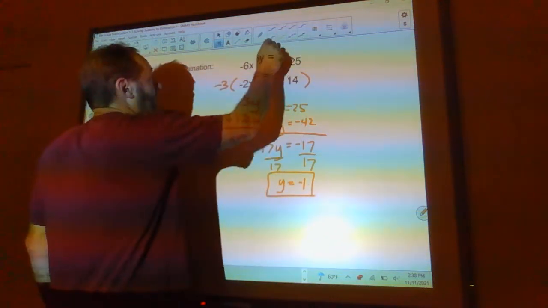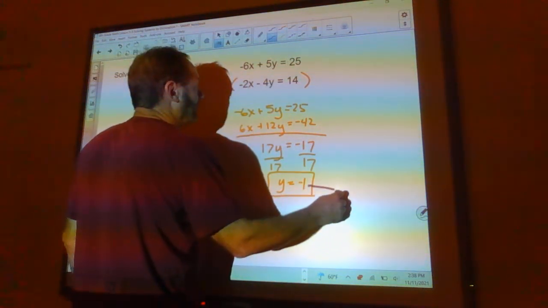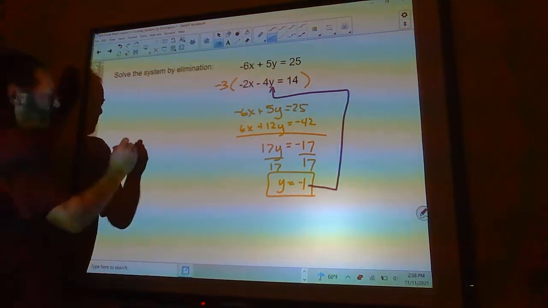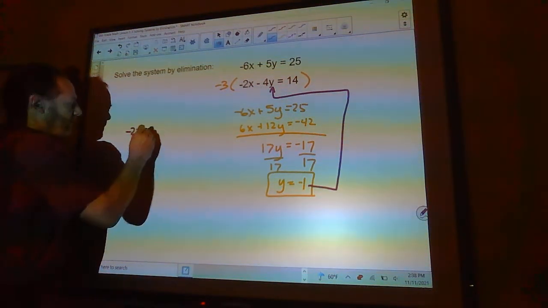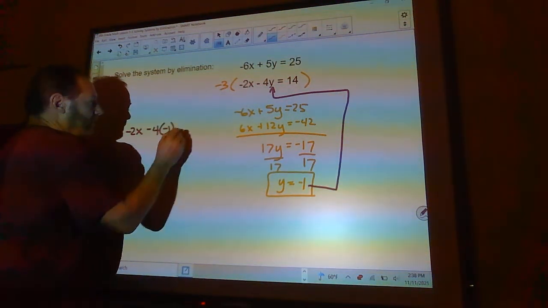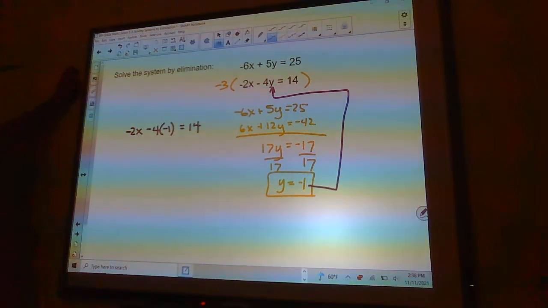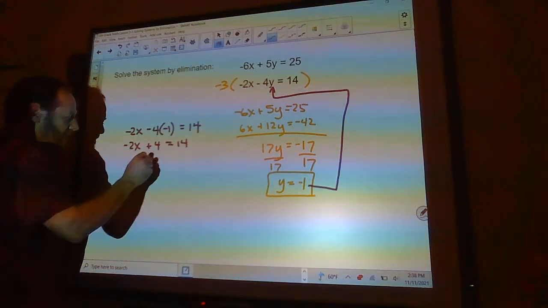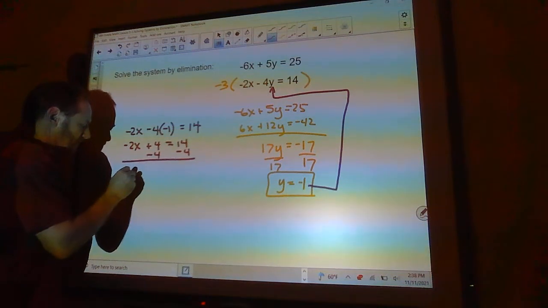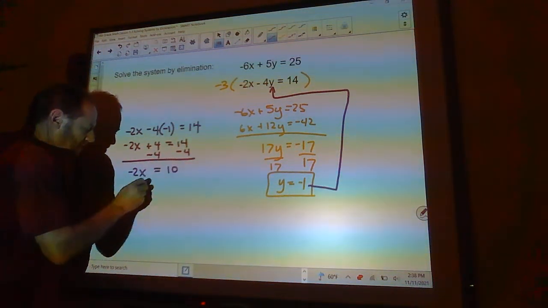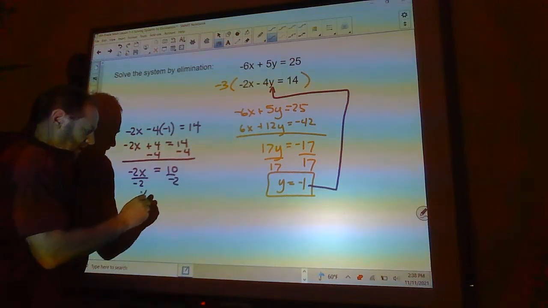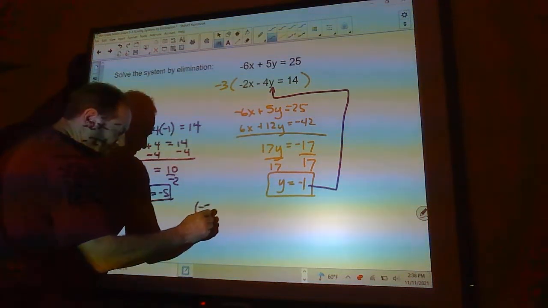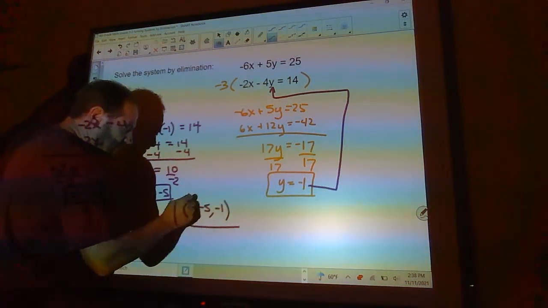Okay, so I'm going to take my -1. I'm going to substitute it into this one, I guess. Doesn't really matter. So I'm going to get -2x minus 4 times -1 is 14. So -2x plus 4 is 14. I subtract 4 from both sides. -2x is 10. And I divide by -2. And I get x is -5. And so there's my x coordinate. And -5 and -1 is my answer.